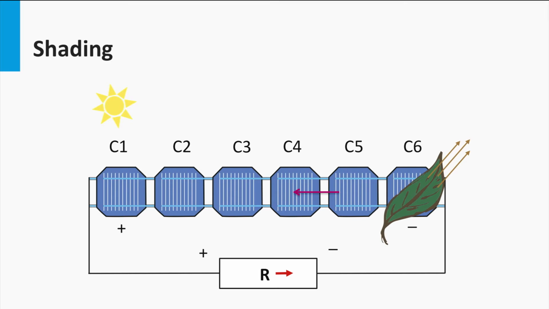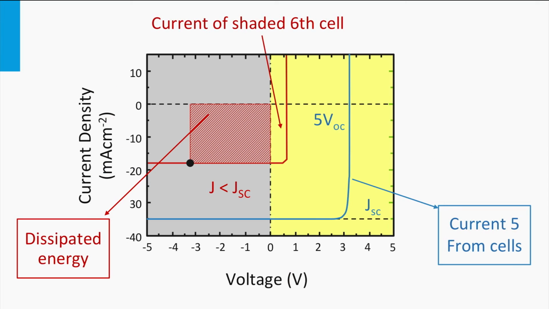For simplicity, we assume that all 6 cells, part of this small module, are connected in series. This means that the current generated in the shaded cell is significantly reduced. In a series connection, the current is limited by the cell producing the lowest current. This cell dictates the maximum current flowing through the module.